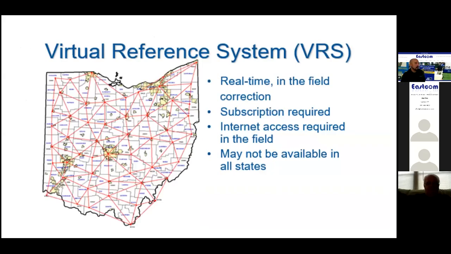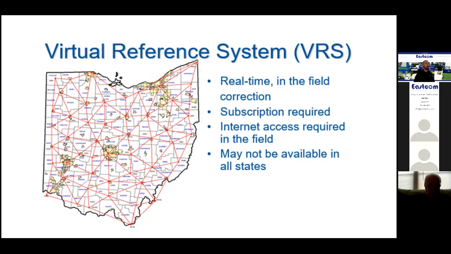Okay, so here's an example of a base station network. This is actually in Ohio. They have one of the best base networks I've ever seen. And so they're stationed perfectly. The one thing is you don't want to be any more than 16 to 17 miles from your closest base station. When you get farther than that, your accuracy degrades greatly.